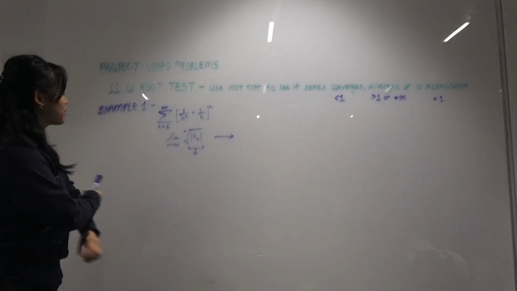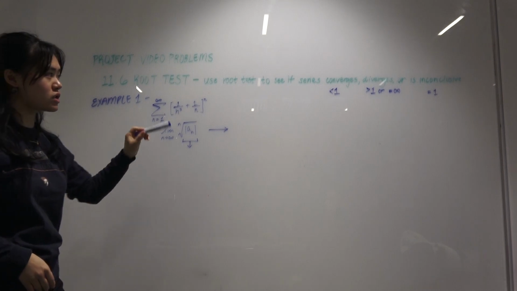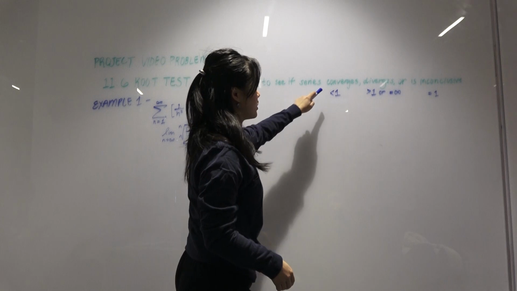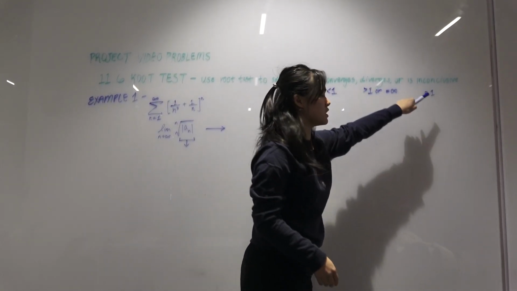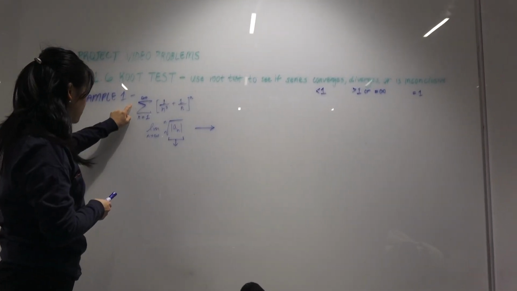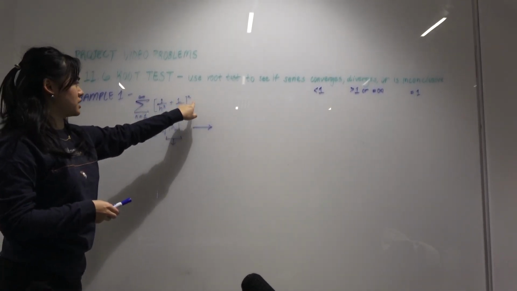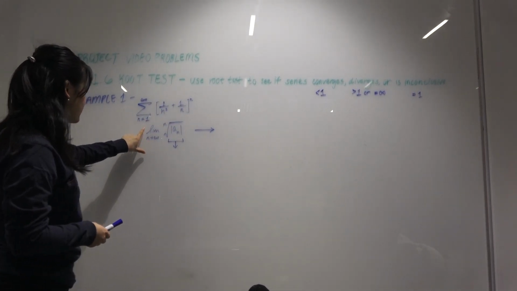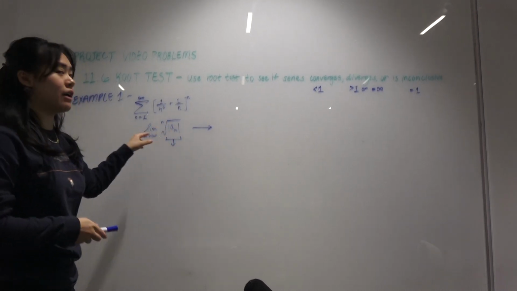Okay, so here's an example of using the root test to find if your series converges, diverges, or is inconclusive. As a reminder, if your limit is less than 1, then your series converges. If your limit is greater than 1 or equal to infinity, it diverges. And if your limit is equal to 1, then it's inconclusive. So here's our series: 1 over n cubed plus 1 over n to the nth power. Putting that into the limit formula, we have the limit as n approaches infinity of the nth root of the absolute value of a sub n.